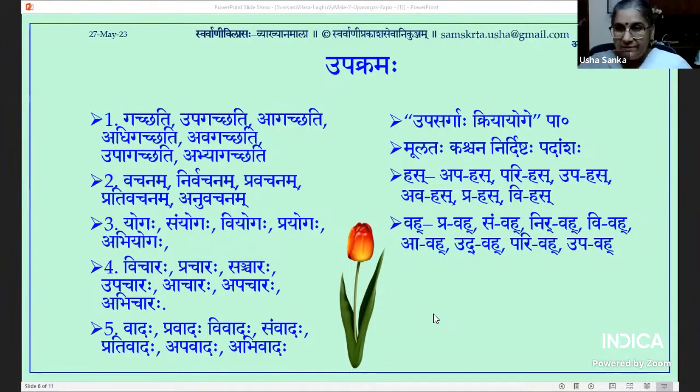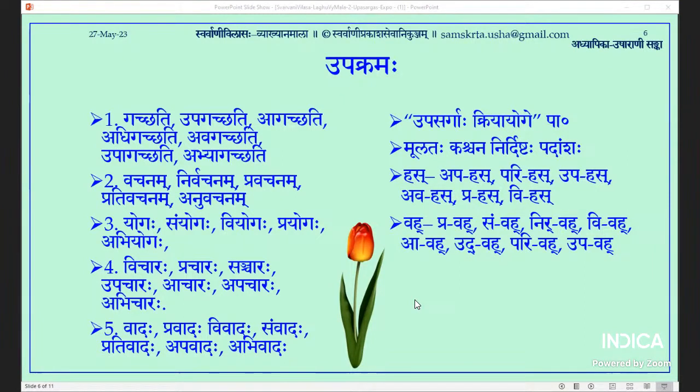So Guru Prasad ji will read it. Guru Prasad ji, please read it. Pravaha, etc. Oh, okay, sorry. If you are not able to read, then Bela Bhagini, please read it. Vah is the dhatu. Pravah, samvah, nirvah, vivah, avah, udvah, parivah, upavah.